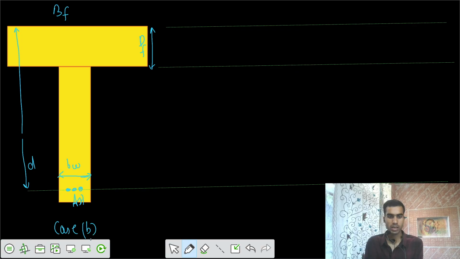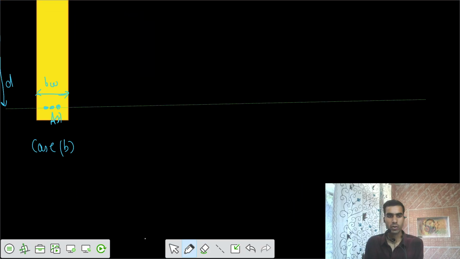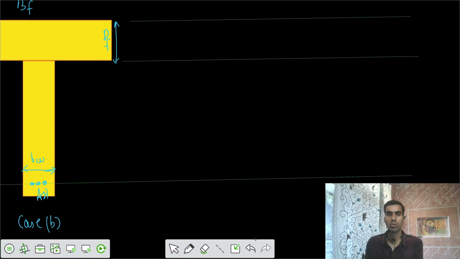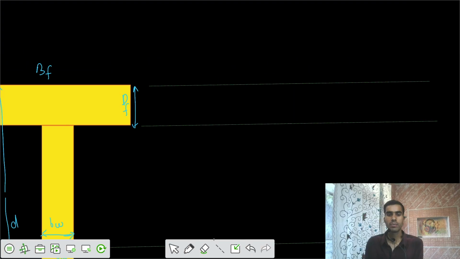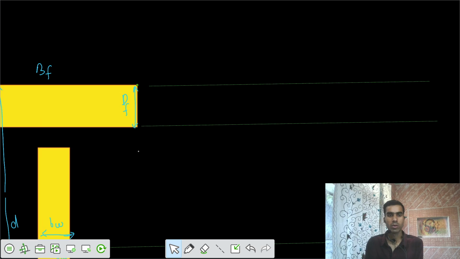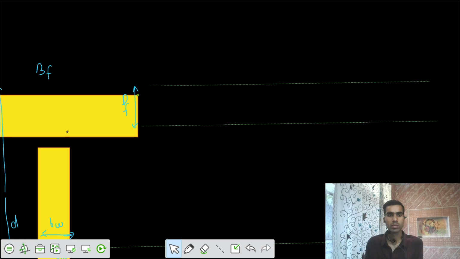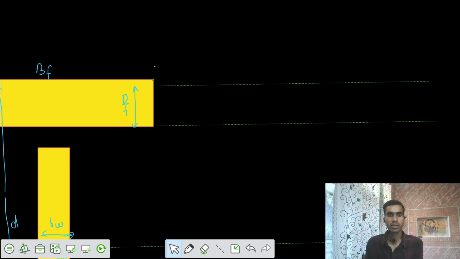This is the case B, and in this case we say your neutral axis is in the web, and your 3 by 7 of XU was actually lesser than DF. That means DF is more. If DF is more, let's try to expand it a bit. Let's say DF is more. Okay, I'm going to extend it.